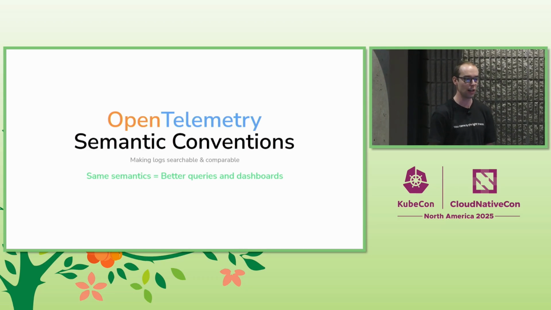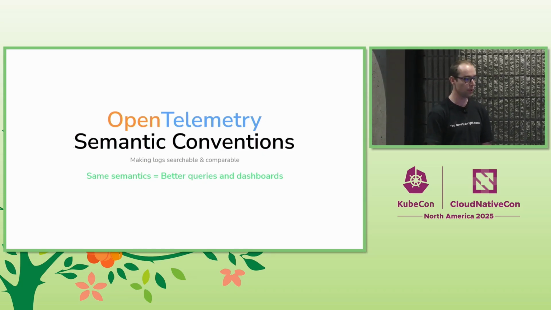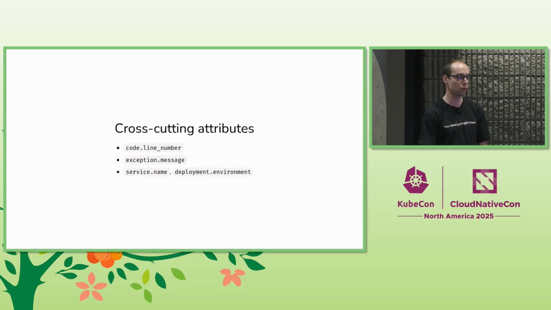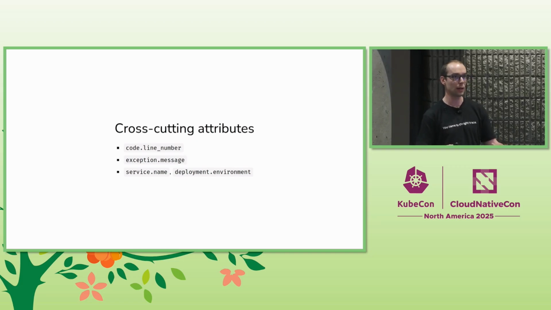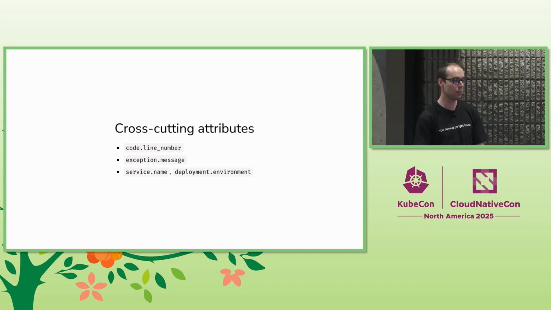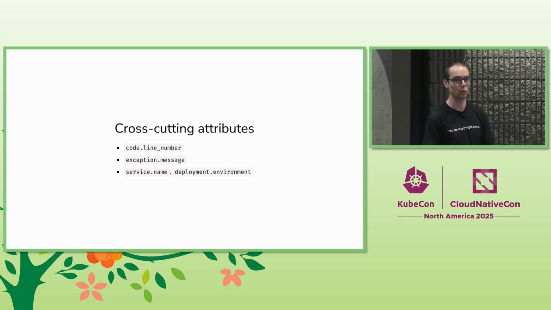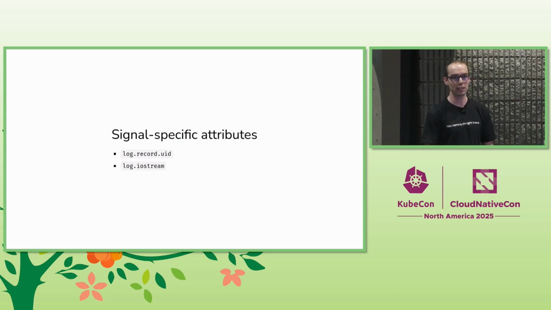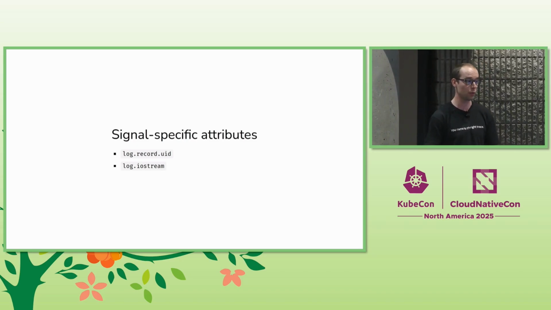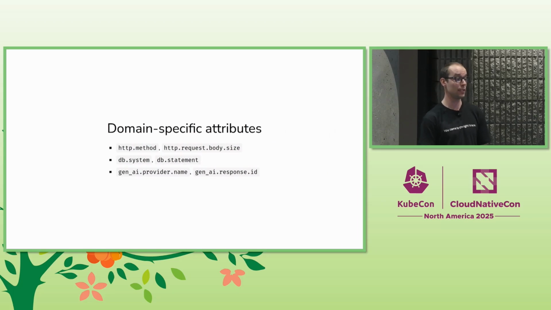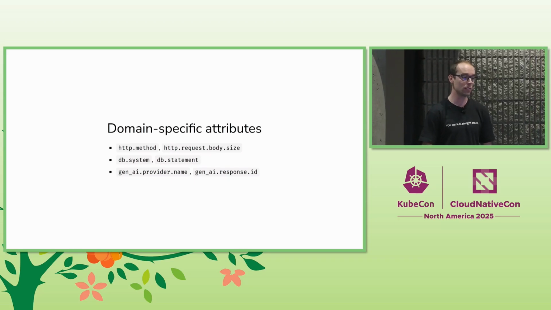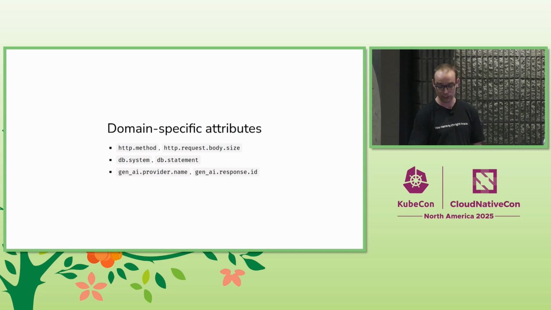The semantic conventions also have a registry which is organized into groups. So we have, for instance, cross-cutting attributes. If you have a log record with an exception, the log record can contain a code line number, so you know where the error comes from. You have the exception message, so you know what happened. But you also have the service name and the deployment environment, so you know if the bug is from production or staging, and which service it is coming from. The semantic conventions also have signal-specific attributes, so there is a dedicated set of attributes for logs. And there are also domain-specific attributes, which are the most important ones, focused on protocols, systems, and shiny new tech like GenAI.